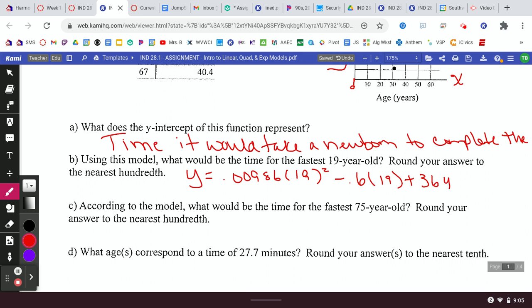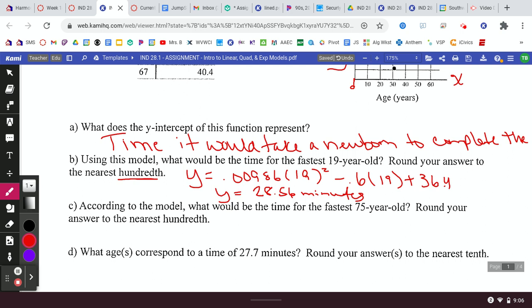Run it through your calculator, okay? Square 19, take it times that long decimal, minus 0.6 times 19 plus 36.4, and you get, and it says round your answer to the nearest hundredth. You always want to pay attention to that. And so we get y equals 28.56 minutes. 28.56, and you always want to label anytime it's a story problem. You want to label y is minutes, so 28.56.